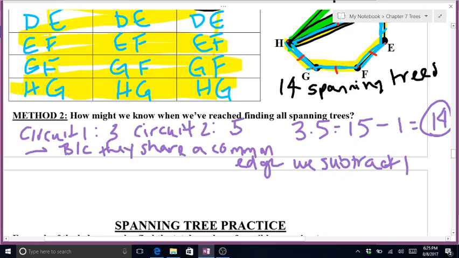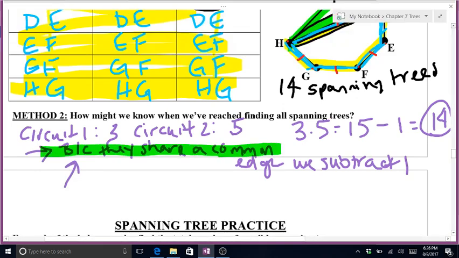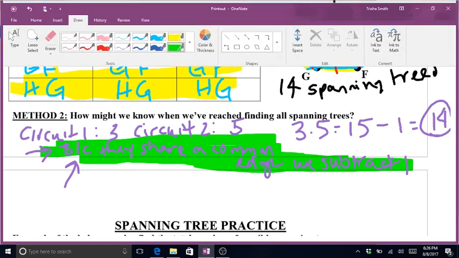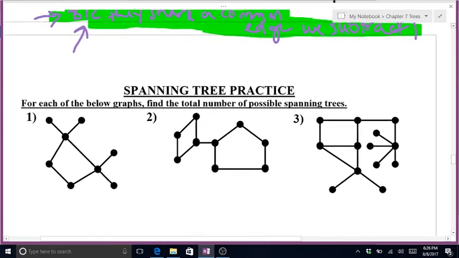So this is very, very important. I don't care how you need to highlight it. Do not forget that. Only if they share a common edge do you need to subtract 1. Okay, so we've got some practice problems, and then you guys can start your homework.